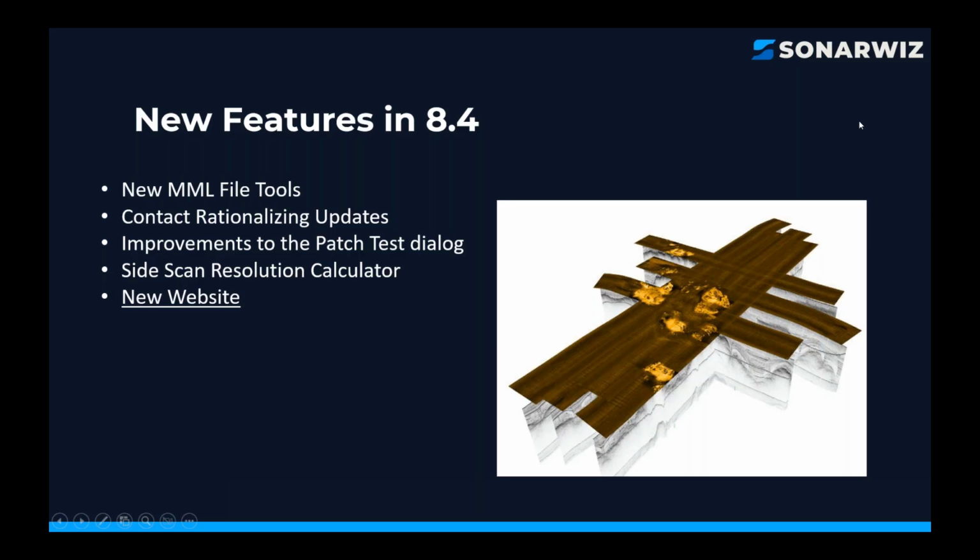In 8.4, we fixed a whole lot of bugs, but we added some new features to SonarWiz, and we're going to talk about those today. We've added several tools that allow you to clean up your backup folder that's inside your project directory, as well as repair a corrupted MML file. We've also improved the contact rationalization tool, where we gave the user a little bit more control. And then we've made some improvements. We've added another feature to the patch test dialog, and we've added a Sidescan resolution calculator.